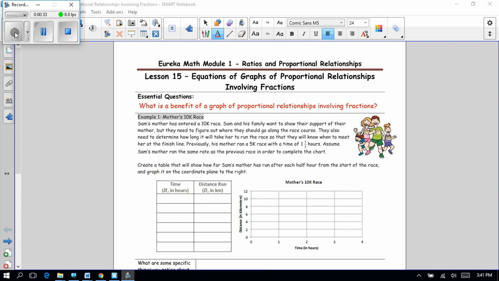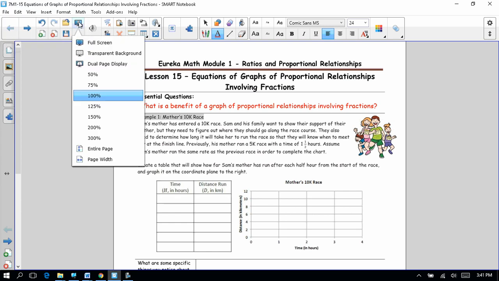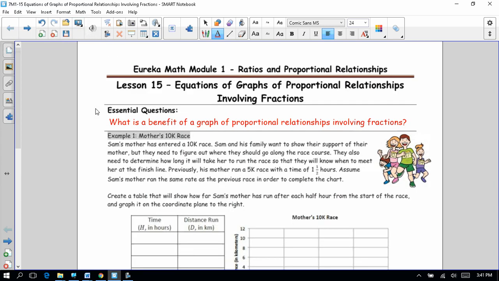What is a benefit of a graph of proportional relationships involving fractions? We've got a mom who is going to be in a race. She's doing a 10K. Sam's mother has entered a 10K race. Sam and his father want to show their support, but they need to figure out where they should go along the race course. They also need to determine how long it will take her to run the race so they will know when to meet her at the finish line. Previously, his mother ran a 5K race in a time of 1.5 hours. Assume Sam's mom ran the same rate as the previous race in order to complete the chart.